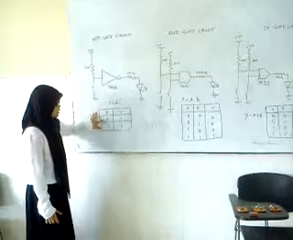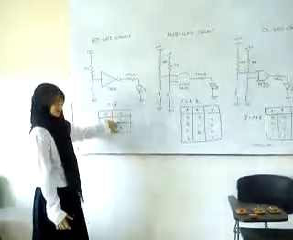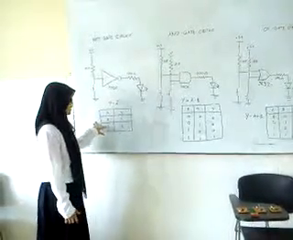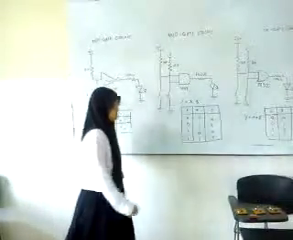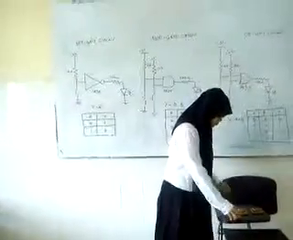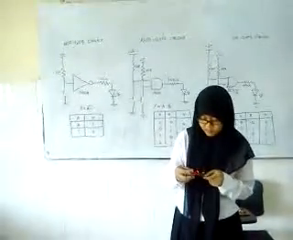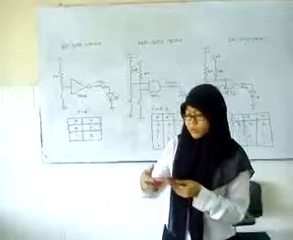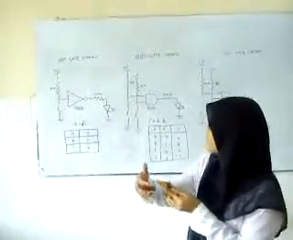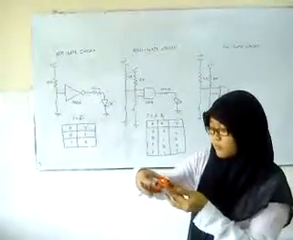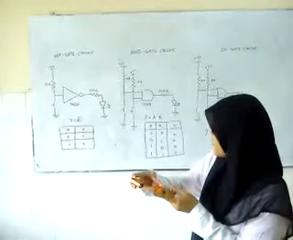This is a demonstration of the NOT gate circuit. If the input is low, the output is high, so the LED is on. And if the input is high, the output is low, so the LED is off.